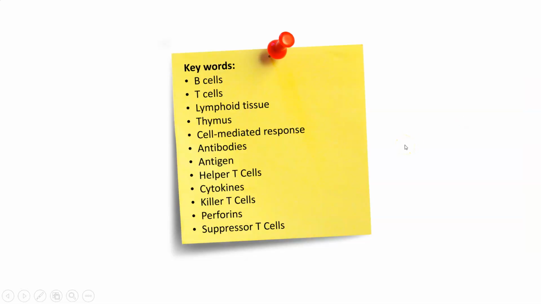So our keyword list looks a bit longer, but some of these we have met before, such as antigens, antibodies, helper T cells and cytokines. A few of them are new, so remembering we're just adding to the list that we've already got, this shouldn't be too daunting.